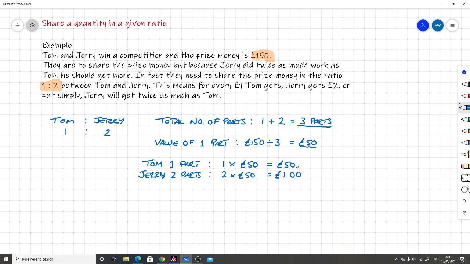Now what we should check as well is that the two quantities we got add up to the quantity we started off with, which is 150, and so we should always do a quick check to make sure that is the case, and it is. 50 plus 100, we can do that anyway without worrying about columns. So the answer to the question is Tom gets £50 and Jerry gets £100, and Jerry has got twice as much as Tom, like it says in the question.